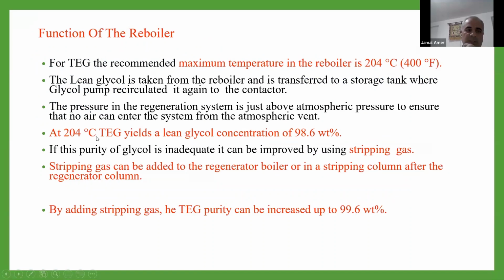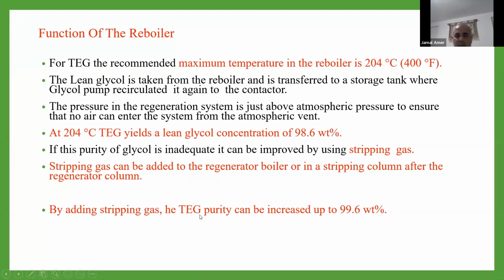As we said, the maximum temperature of the reboiler is 204. We should not go higher because the glycol will decompose. One recommended range is between 195 and 198, which will give us around 97% purity.